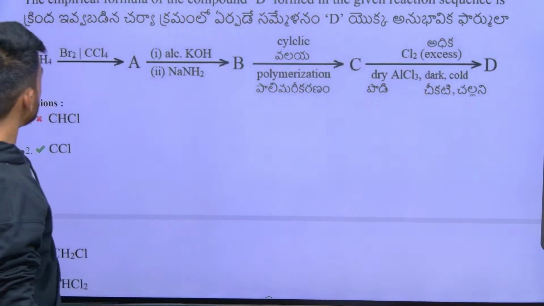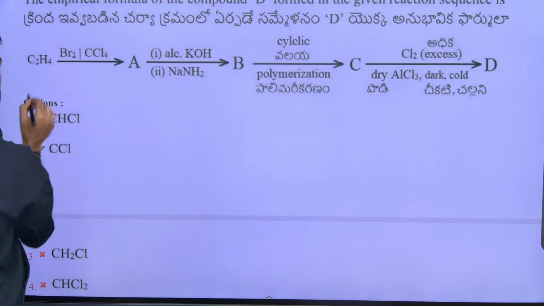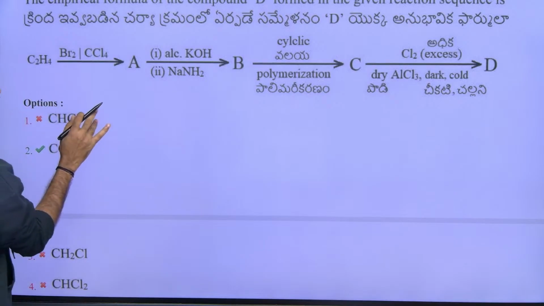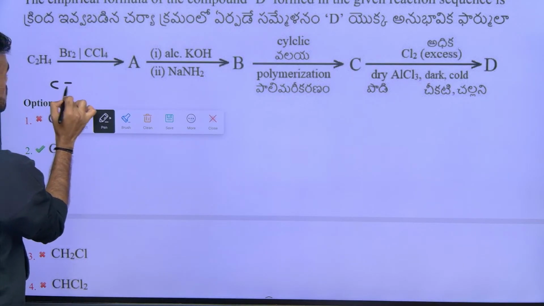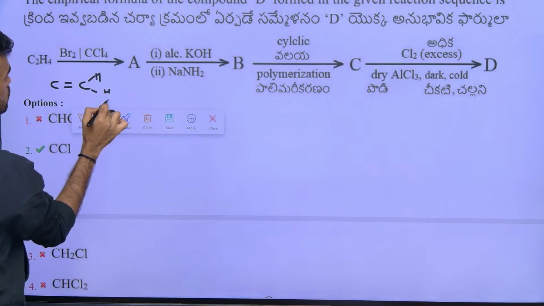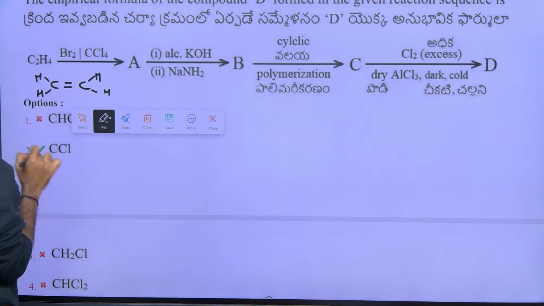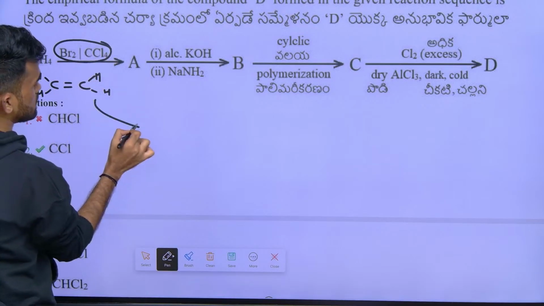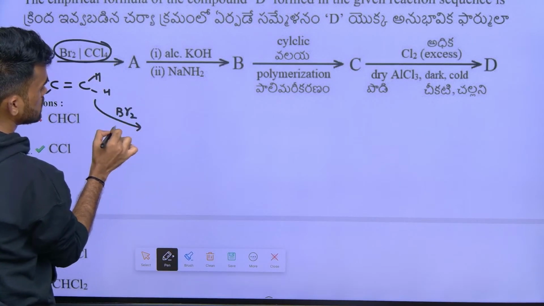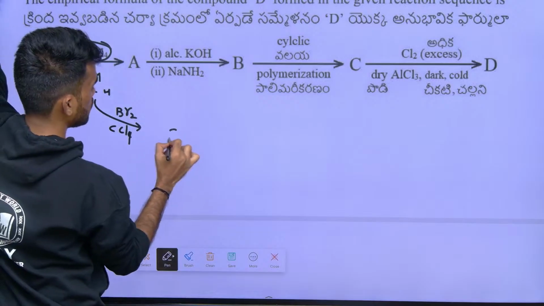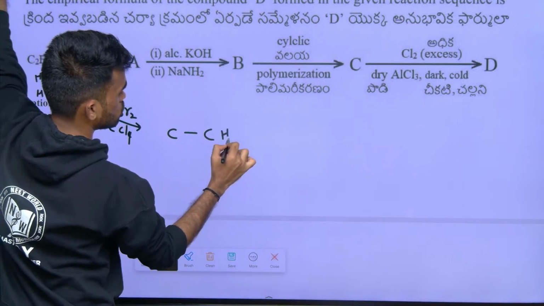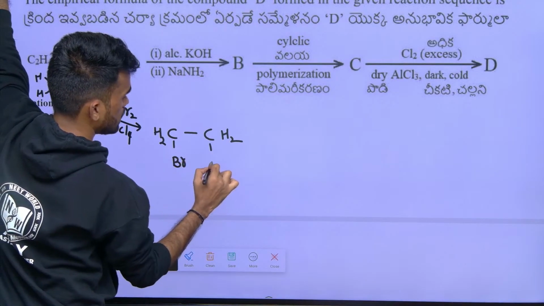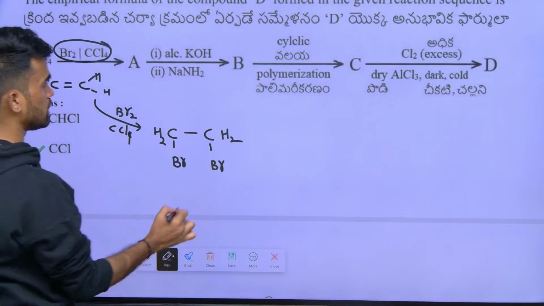Here we have C2H4, which is ethene. So let me take that pen and write C2H4. This is an alkene, ethene. To this we are adding bromine in presence of CCl4, Br2 in CCl4. So CH2 CH2, just add one bromine here and one bromine here. That's it. So this is our A.